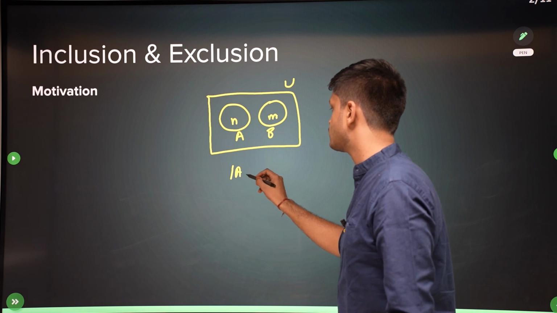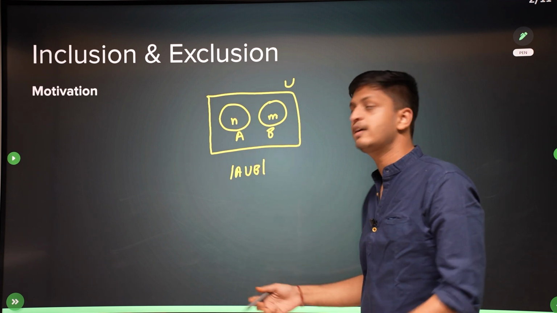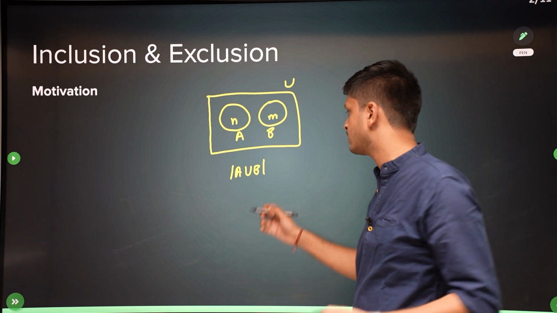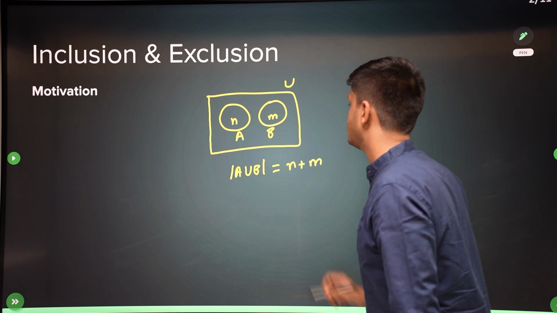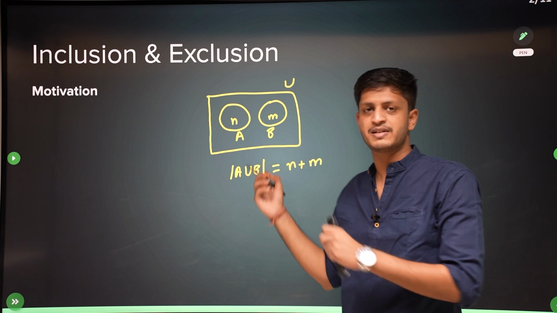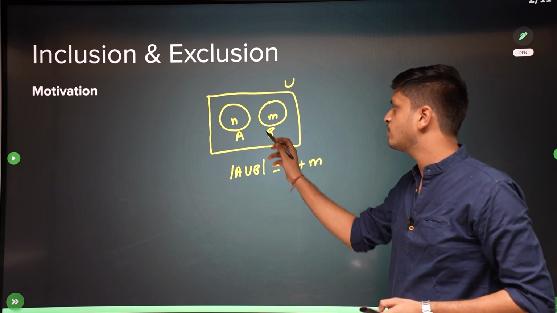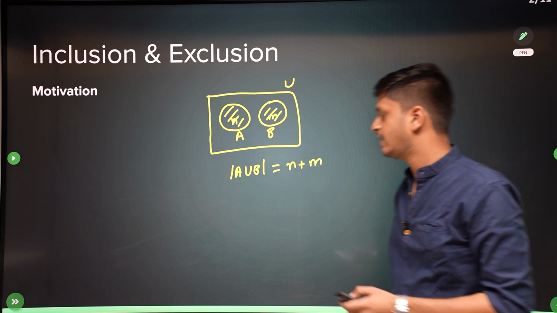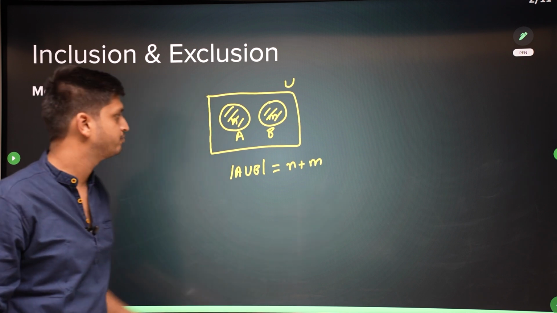The union of these two sets is how many elements are there in A or B. That is what union is. They can be in A or B, anyone. So the cardinality of A union B here is n plus m, because A and B are disjoint. Since A and B don't have any elements in common, the number of elements in A union B will become n plus m, all the elements in A and in B.